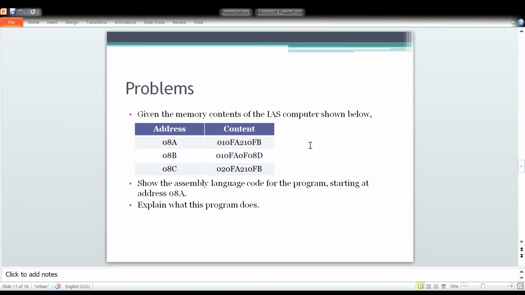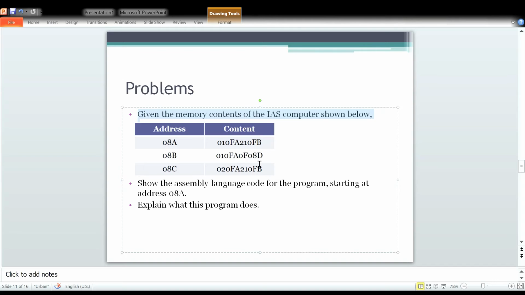Okay, after answering 9 of the review questions before, now I'm going to solve the problem that is also given by my lecturer from the university. Here are the questions. We can look at the contents and addresses of the IAS computer shown below. For addresses, we have 08A, 08B, and 08C, and we have contents here, here, and here. First, we need to show the assembly language code for the program, starting at address 08A.